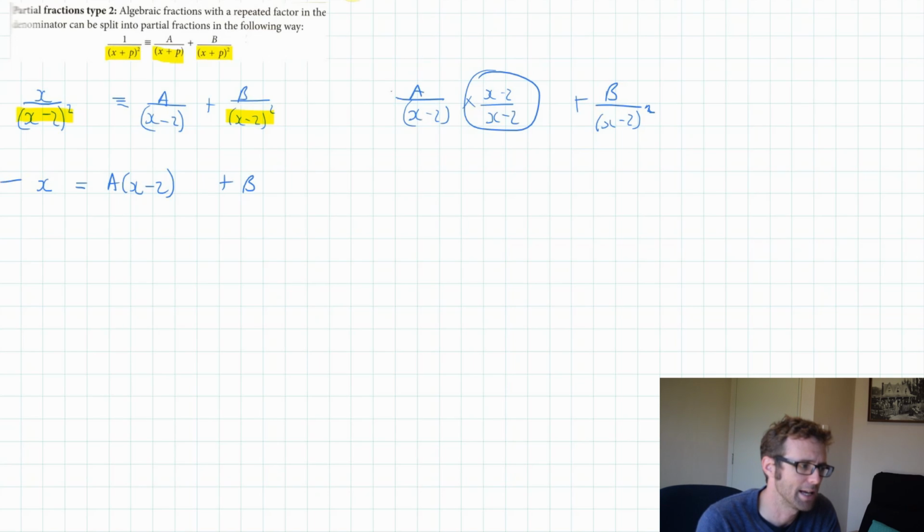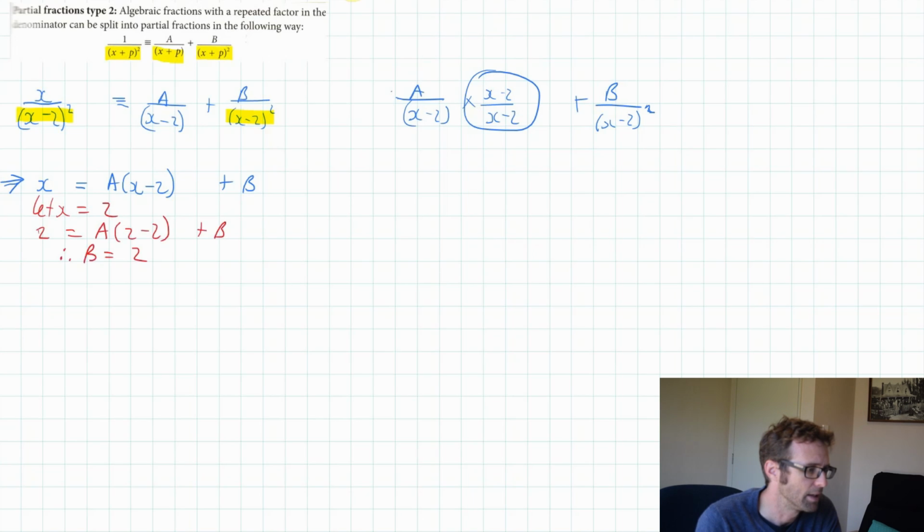This line here is just the numerator line of my fraction. So x must be equal to a times x minus 2 plus b. So why don't we say, first of all, let x equal 2. Okay, well if x equals 2, 2 is equal to a into 2 minus 2, which is 0, plus b. And therefore, we can say b is equal to 2.